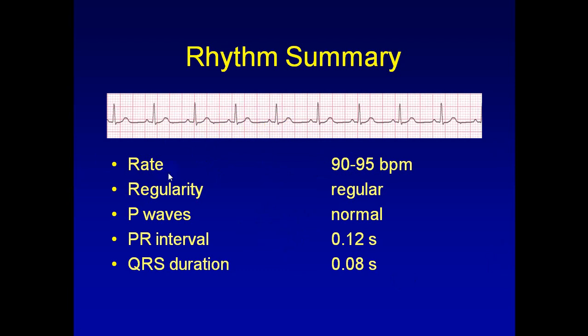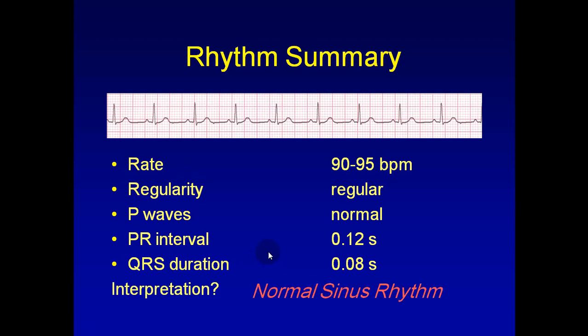Find the rate, whether it's regular or irregular, the P wave, the PR interval, and the QRS complex. Any ECG is approached by these criteria. Rate between 60 and 100, regular, normal P wave, normal PR interval, normal QRS complex duration and shape. This is what is called normal sinus rhythm. It means the impulse comes from the SA node, passes normally through the atrial pathway, then to the AV node, then to the ventricle through the bundle of His in the normal pathway. This is called normal sinus rhythm.